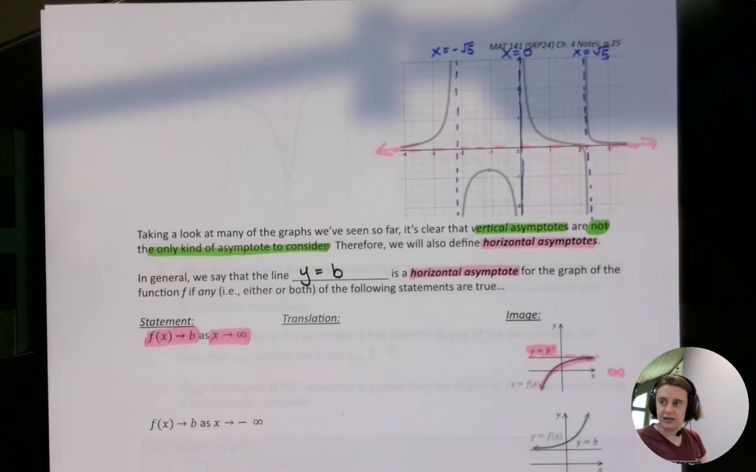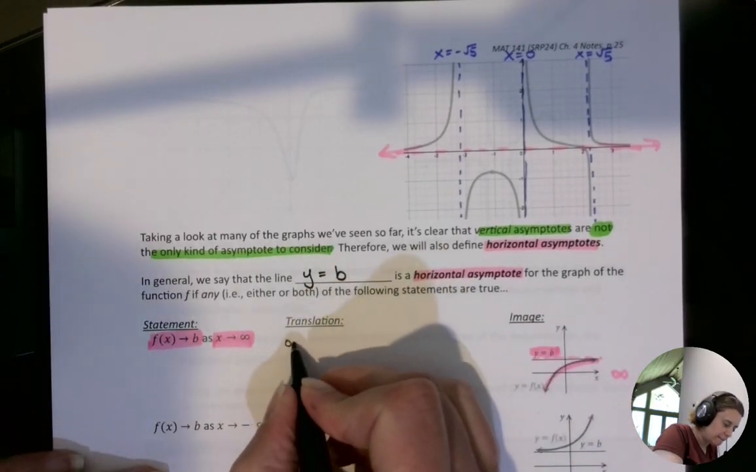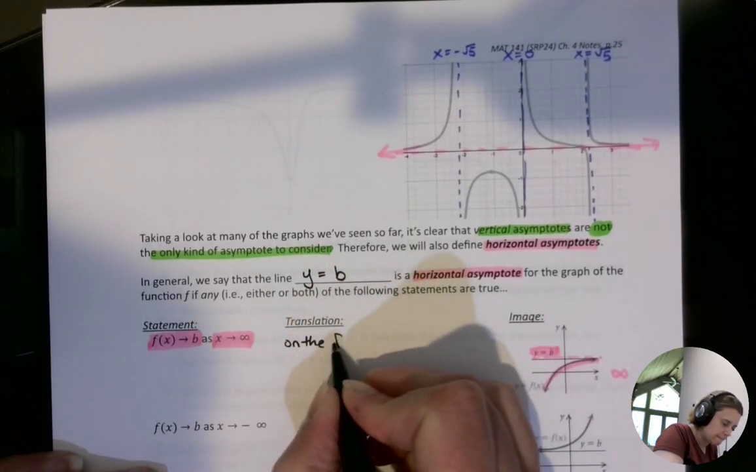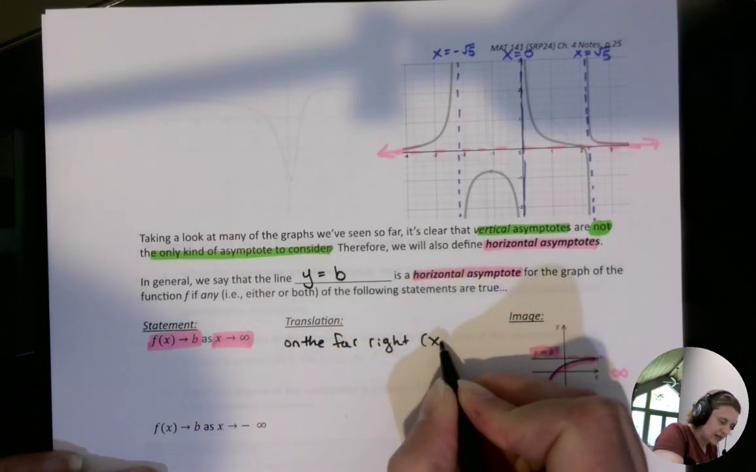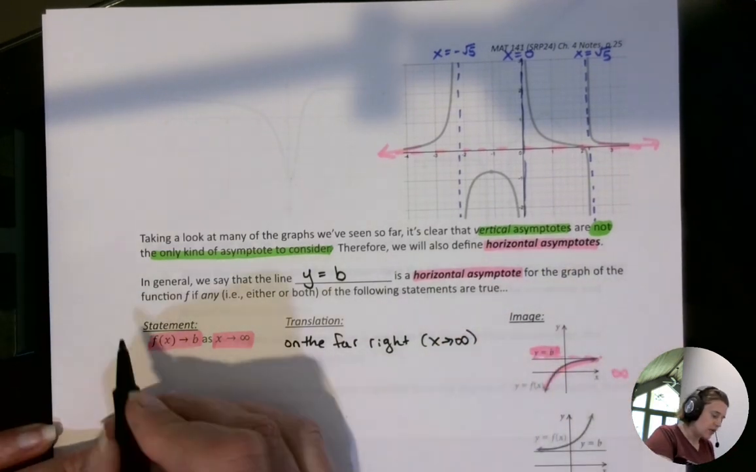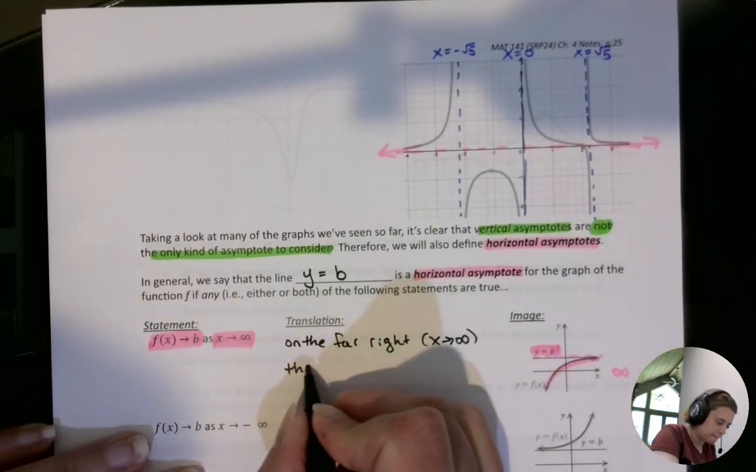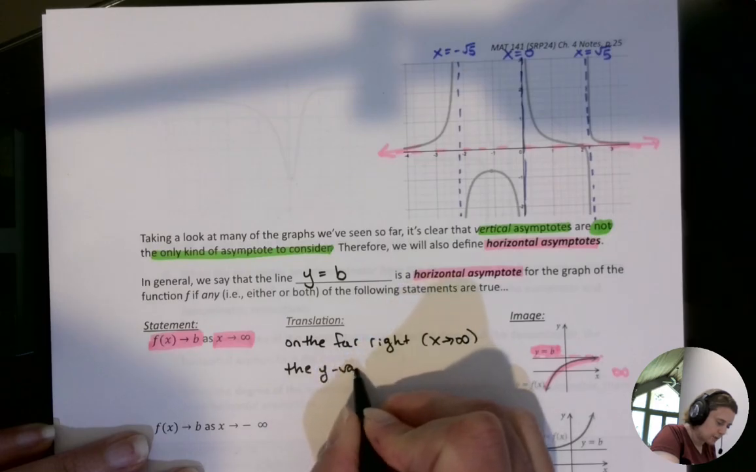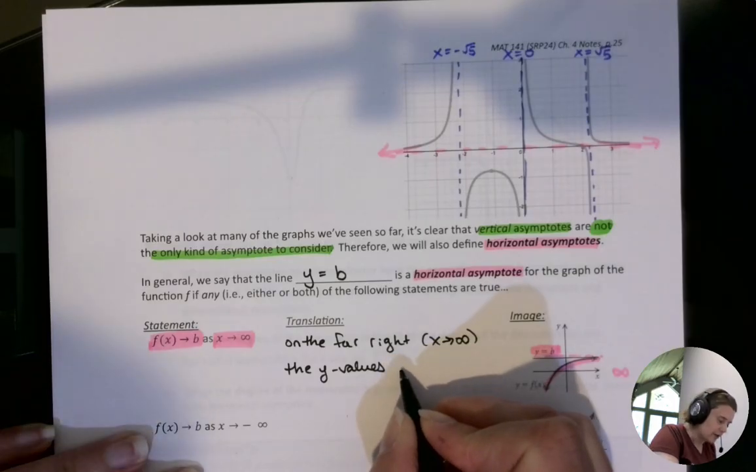So if we translate this into an English statement here, we would be saying that on the far right, which is where x approaches infinity, on the far right, that is where x approaches positive infinity for very large values of x, the y values are going to get closer and closer to the value of b. Or the y values approach the value b.